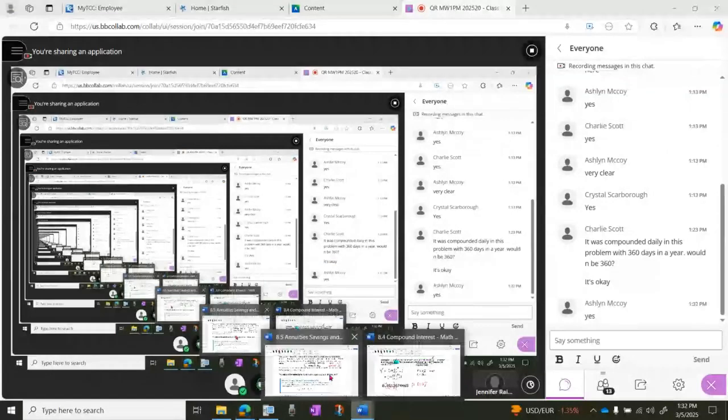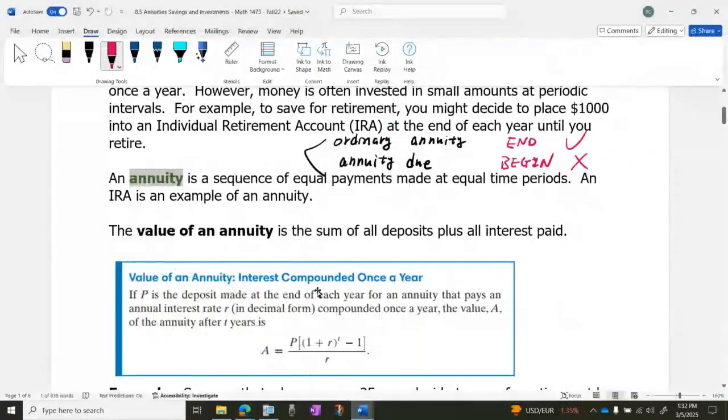And another important definition we need to know is the value of an annuity. When we talk about the value of an annuity, it means the future value. I'm going to write FV here. The value of an annuity is the future value of the annuity account. It is the sum of all deposits with all the interest paid.